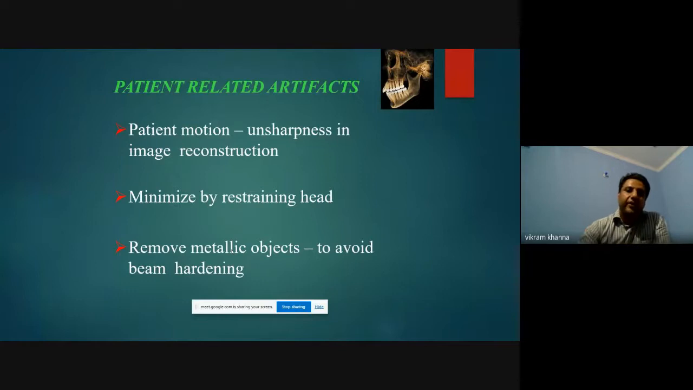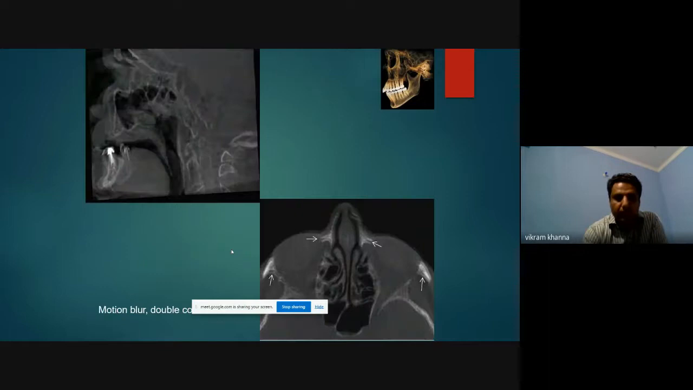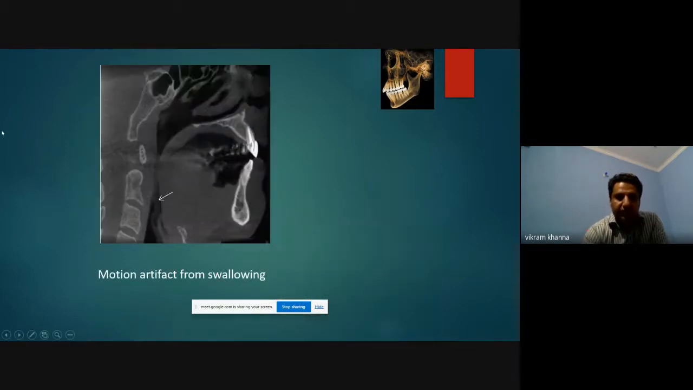Patient-related artifacts are generally caused by motion, unsharpness and blurriness. If the patient moves while taking a radiograph, that's why I have told you that stabilization of the head is an important factor while taking a radiograph. Therefore, there is a cephalostat also to stabilize the head. But generally, the patient should not move while taking a radiograph. This is the blurring. If you can see two images in here, two images. Again, the patient has moved, so you will get an unsharp image. This is while deglutition.